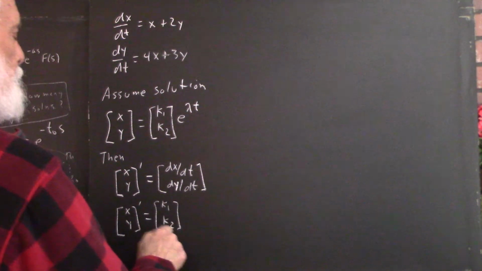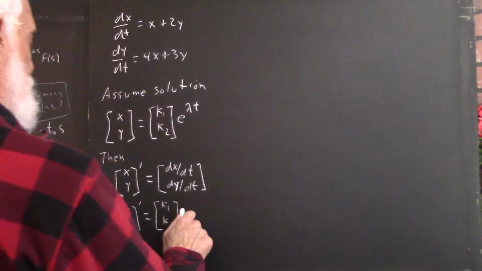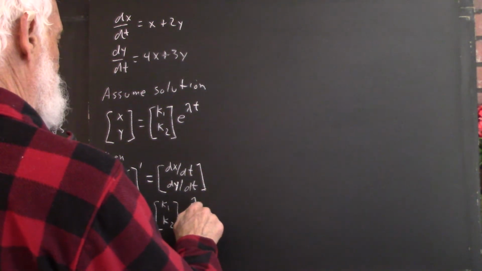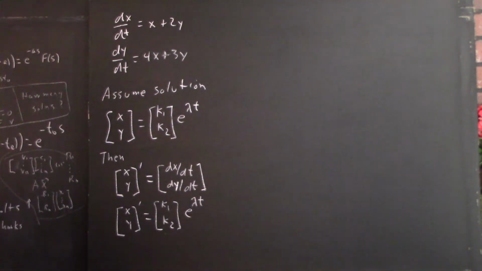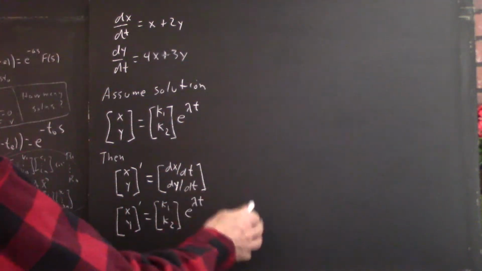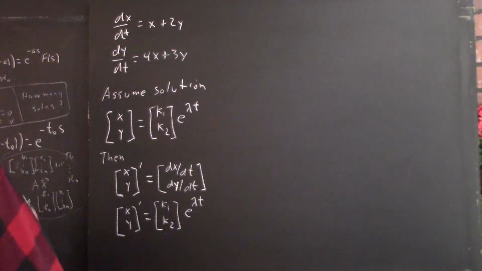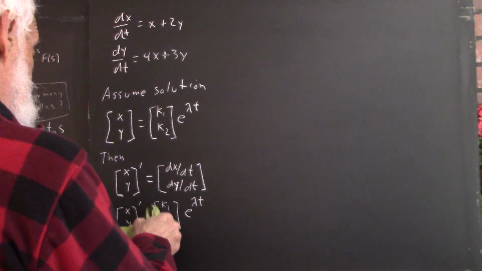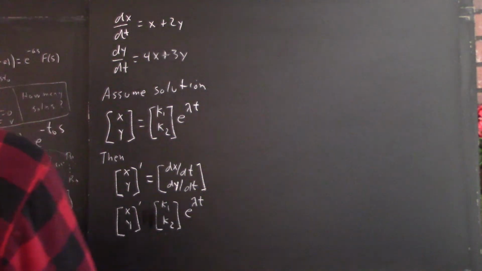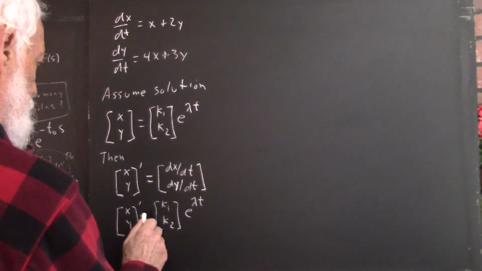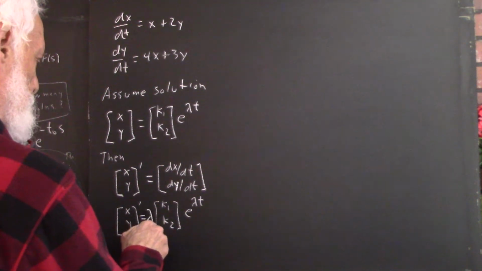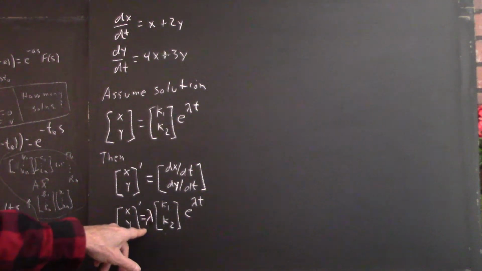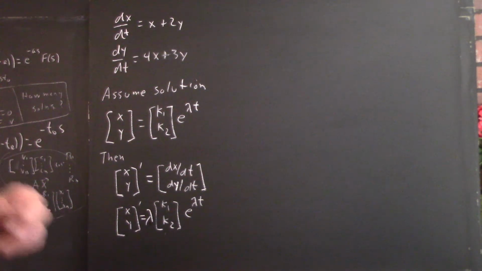Okay, so we have this, and of course then since K1 and K2 are constant, you just have the K1, K2 times e to the lambda t, and times lambda e to the lambda t, because you're taking the derivative, obviously. So, I don't have that much brain fog today, but I'm still careless, so keep an eye on me. Okay, so we have a lambda out in front of this thing.